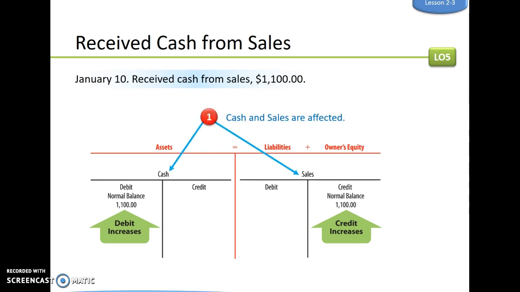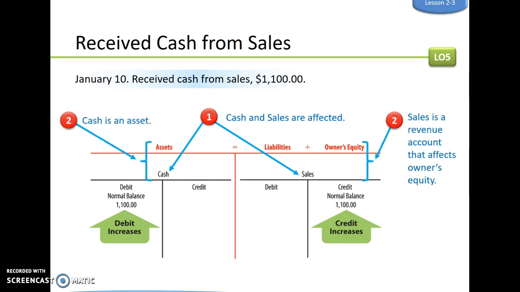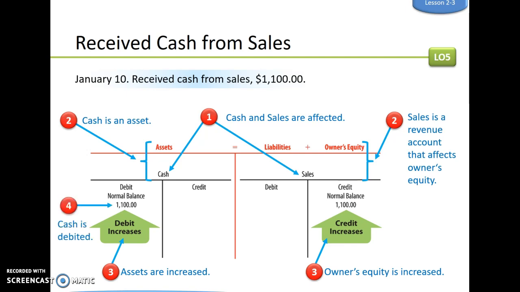So as we go through this, cash and sales are affected. Cash is an asset. Sales is a revenue account under owner's equity. Your assets are increased. Your owner's equity is increased. Cash is debited, and sales is credited.